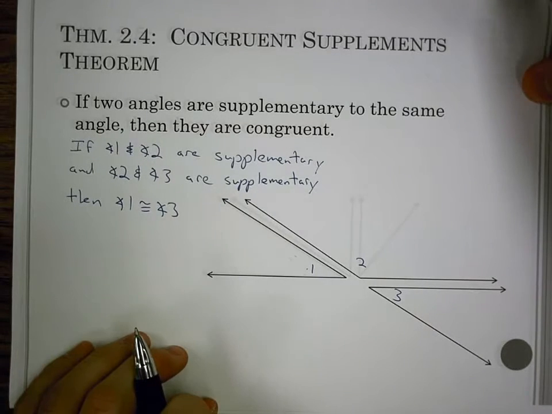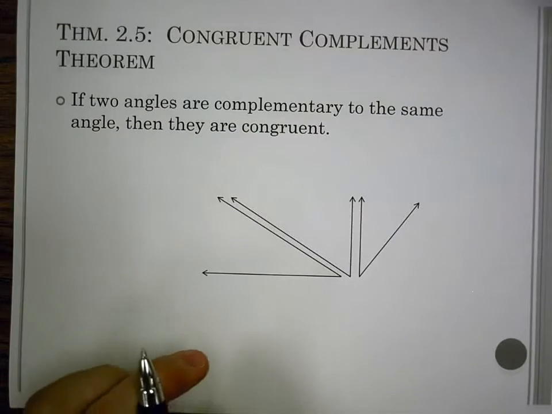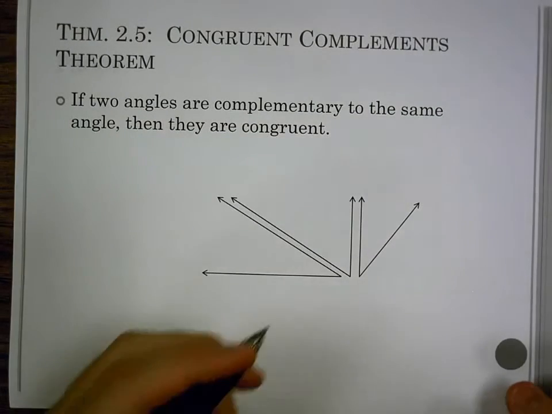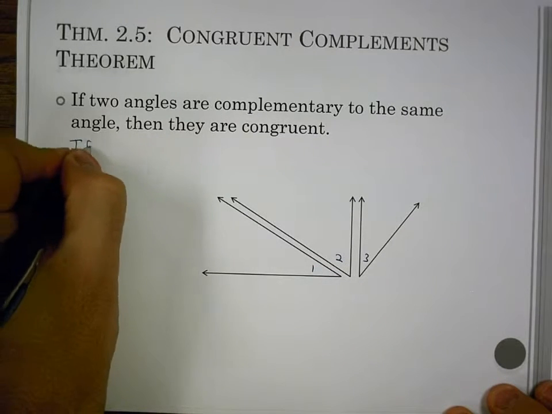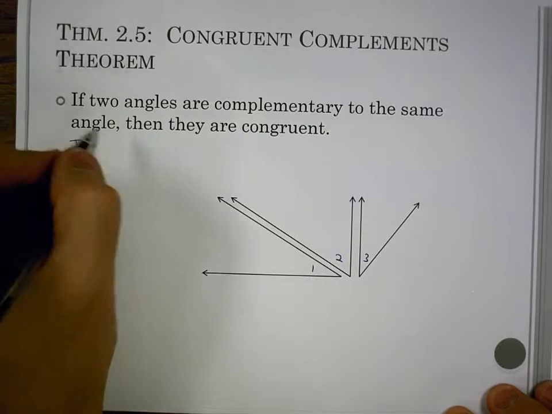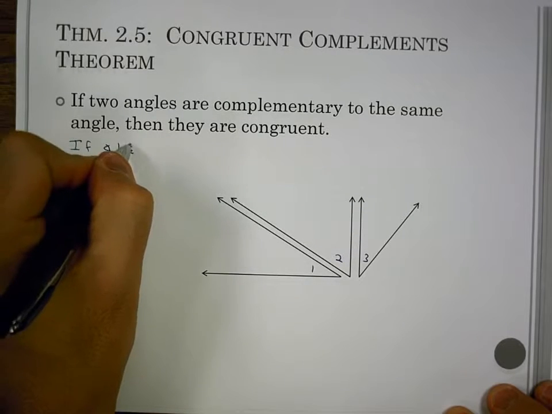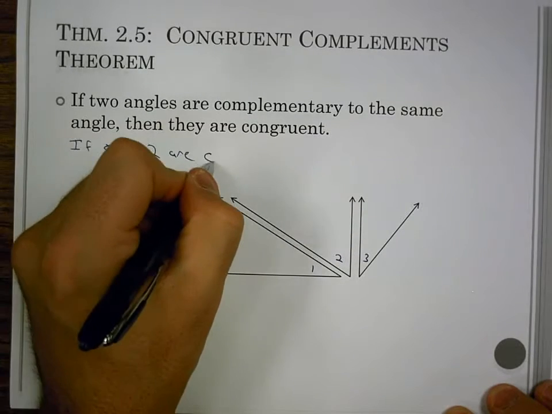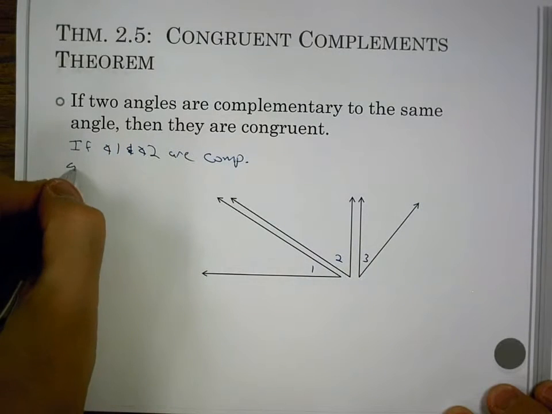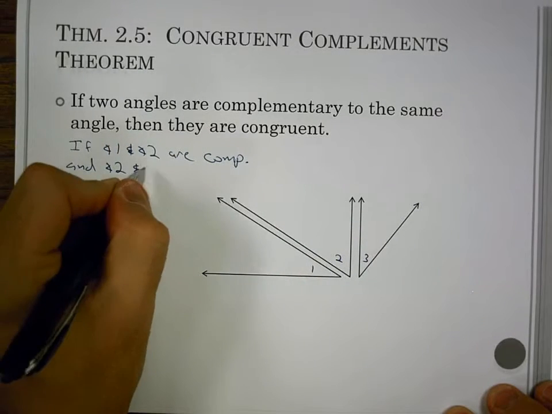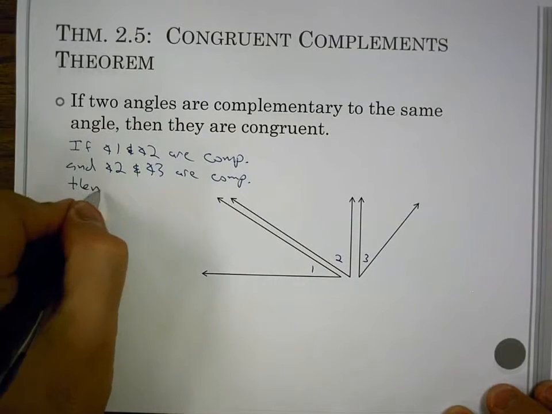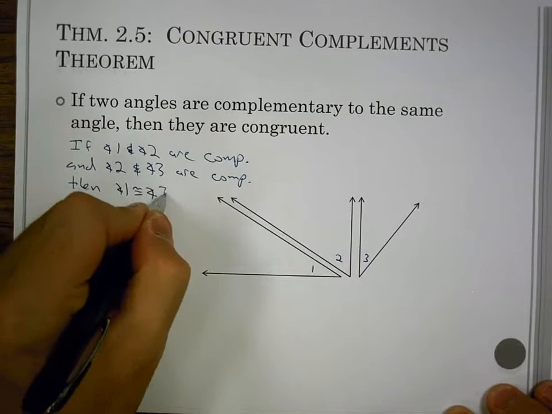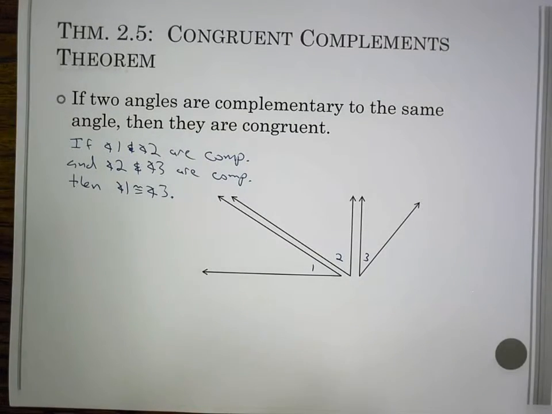Now, that is very close to this theorem, the congruent complements theorem, which follows the same idea. If two angles are complementary to the same angle, then they are congruent. So I could say if angle 1 and angle 2 are complementary, I'll abbreviate, and angle 2 and angle 3 are complementary, then angle 1 is congruent to angle 3. So basically the same thing. The only thing we changed out there was the supplementary and complementary terms.